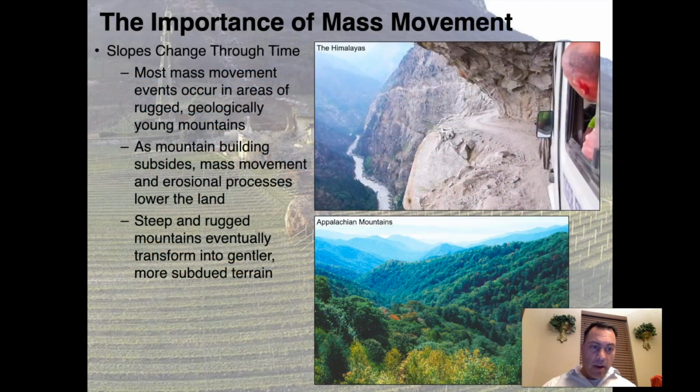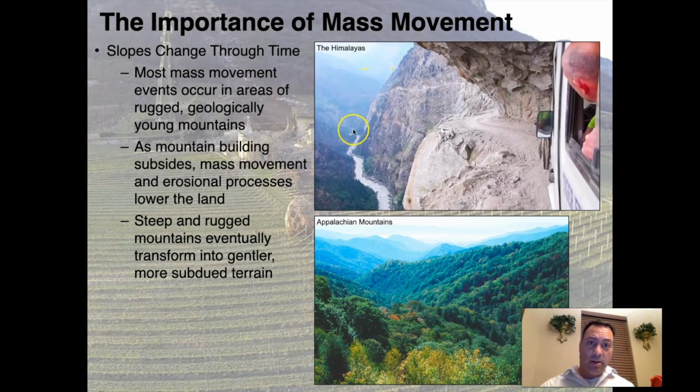Now we have to keep in mind that while mass wasting and mass movement are occurring, that's going to dramatically affect the landscape that we see. So most mass movement occurs in areas that are rugged and geologically young. So those young mountains that we were describing in the last lecture, those are the areas where we see the largest magnitude of landslides and mass movement. The Himalayan mountains, for example, are a classic example because we see very, very steep slopes.